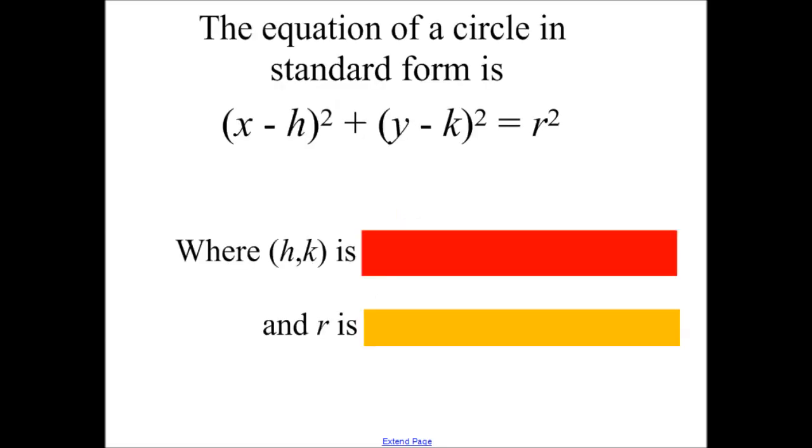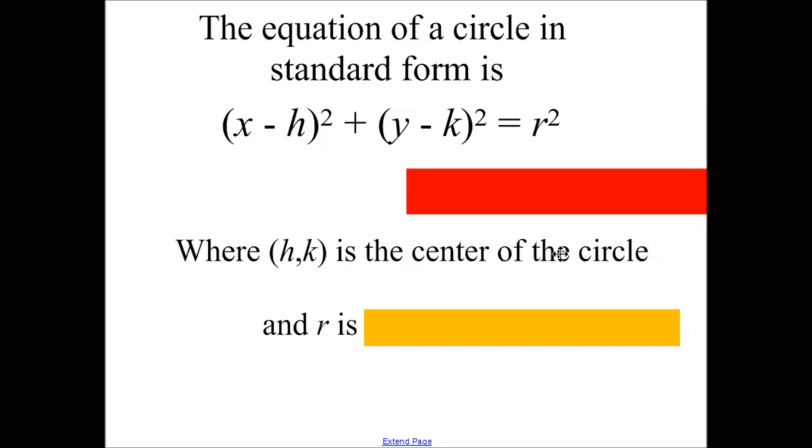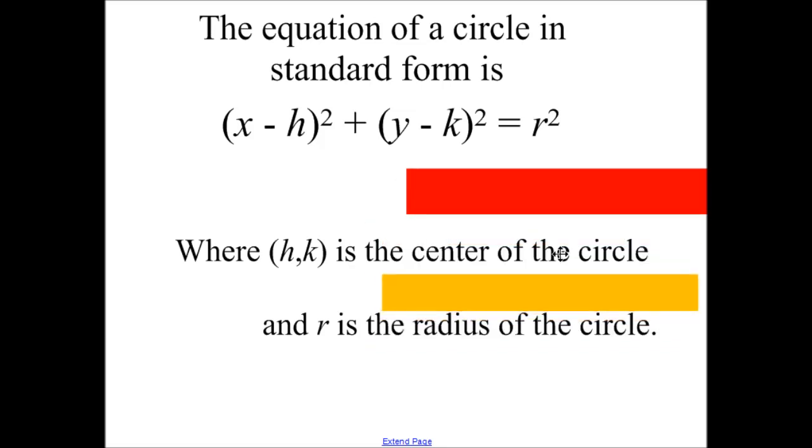All right, so looking at standard form, if we want to move it right and left and up and down, this is our general standard form for every circle. (x minus h) squared plus (y minus k) squared equals r squared, where (h, k) is the center of the circle and r is the radius of the circle.